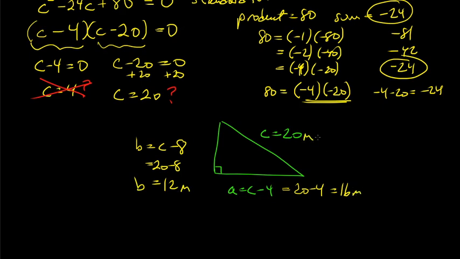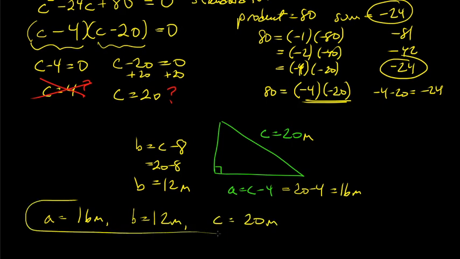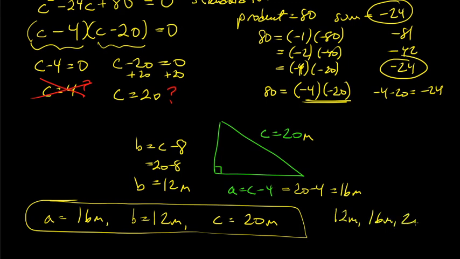So I think that's it. The three sides are 16 meters for one leg, 12 meters for the other leg, and the hypotenuse is 20 meters. Okay, so the three sides, in order, are 12 meters, 16 meters, and 20 meters.